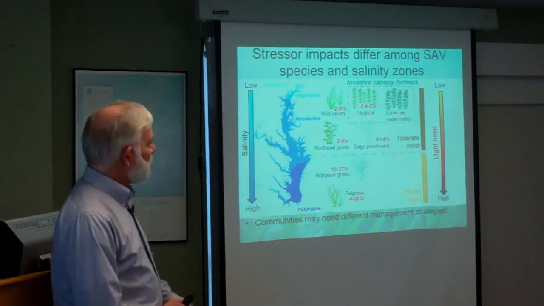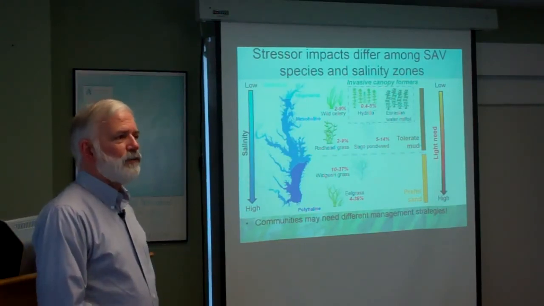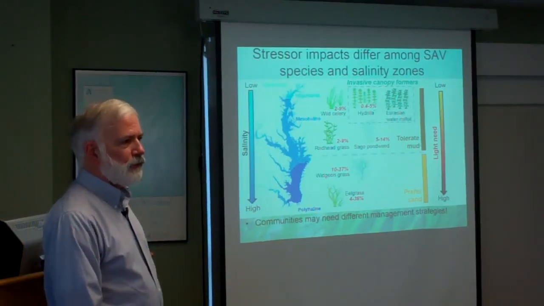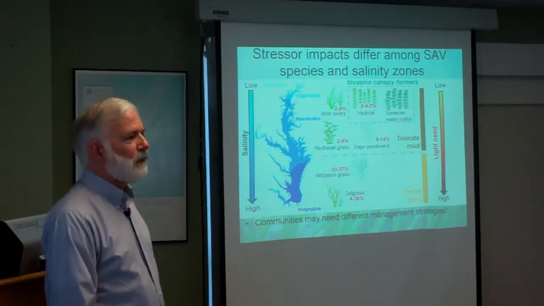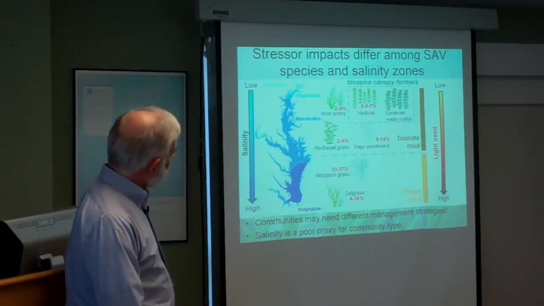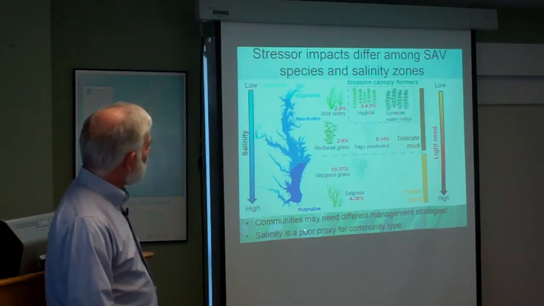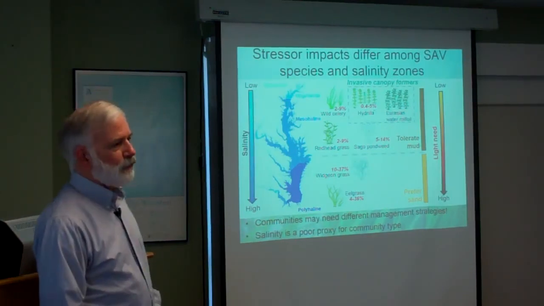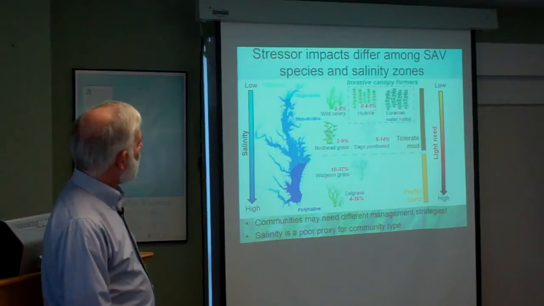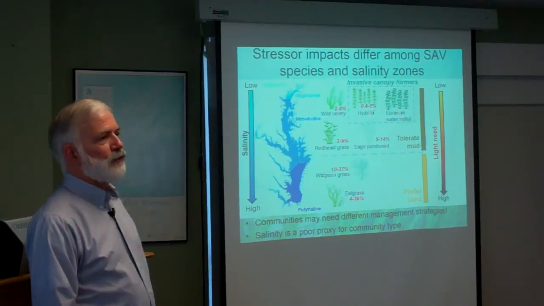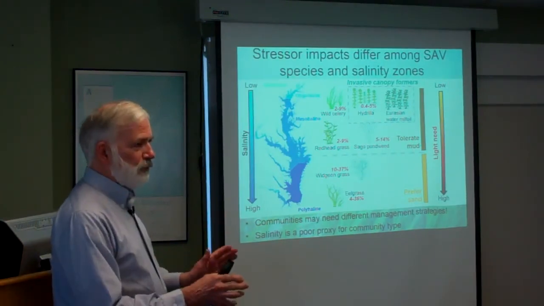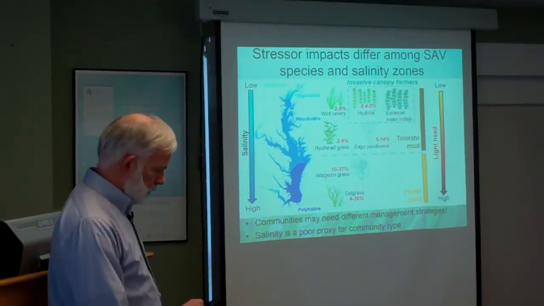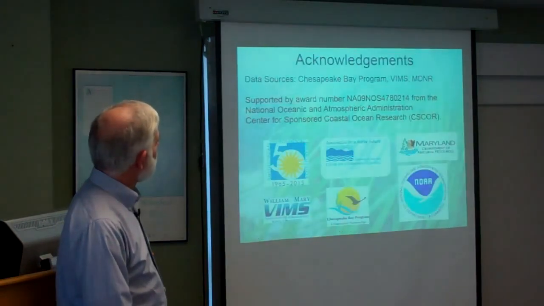So we really think that these communities probably need different management strategies. They're responding to stressors differently. So when we're thinking about management and restoration, we need to account for that. And we also want to make the point that salinity is probably a poor proxy for these community types. And one of the things we're working on now is developing a better description of these communities so that we can look at the communities as a factor rather than salinity itself.